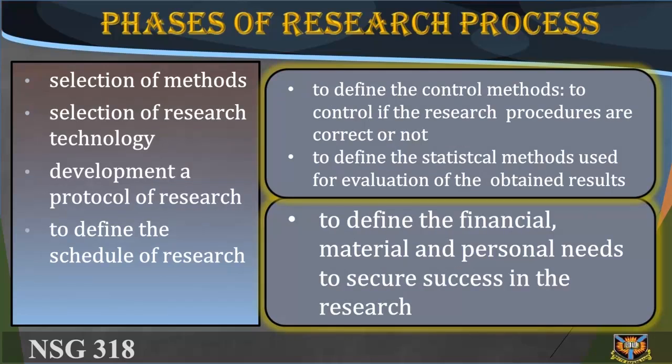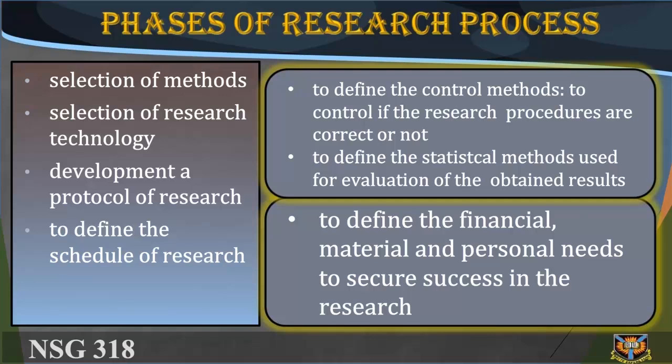Selection of research technology. Development of a protocol of research. To define the schedule of research. To define the control methods. To control if the research procedures are correct or not. To define the statistical methods used for evaluation of the obtained results. To define the financial, material, and personal needs to secure success in the research.